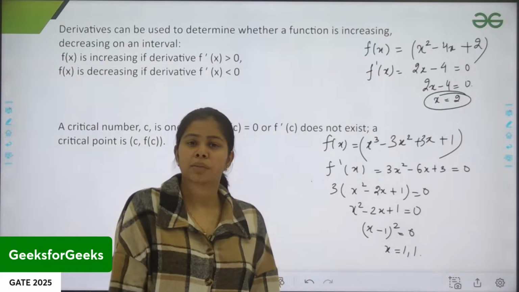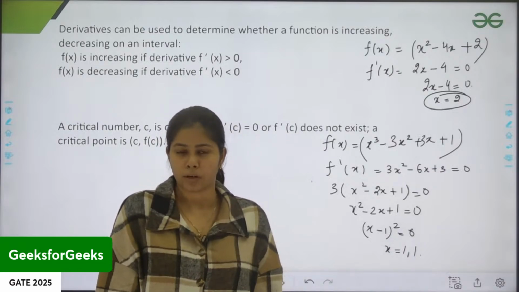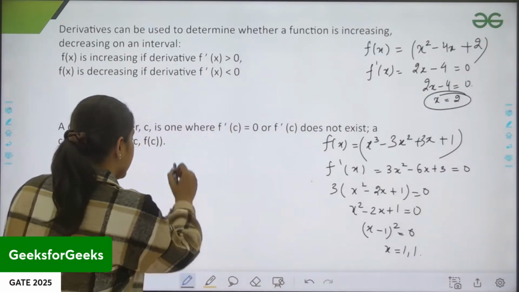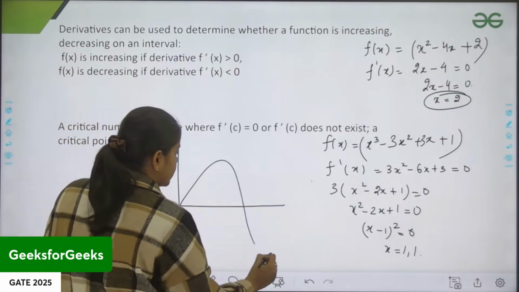And guys, there may be a possibility that you can get more than one critical point, right? Because you can see the graph of sin x. This is the graph of sin x.